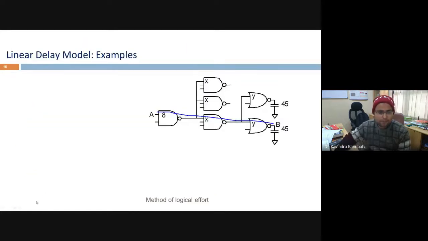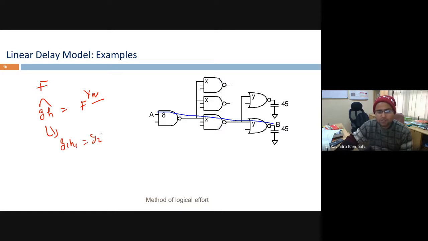We started approaching the problem in this way. We first find out the value of F, then we find out what will be the optimal value of gh, which was nothing but F to the power 1 by n. Then I said, in order to have the least amount of delay, g1, h1, g2, h2 all should be equal, right? This gives you this. You started from the last stage, that gives you the value of the capacitance here. Then you went with this one, that gives you the value of capacitance here. Then you cross verified with this one.